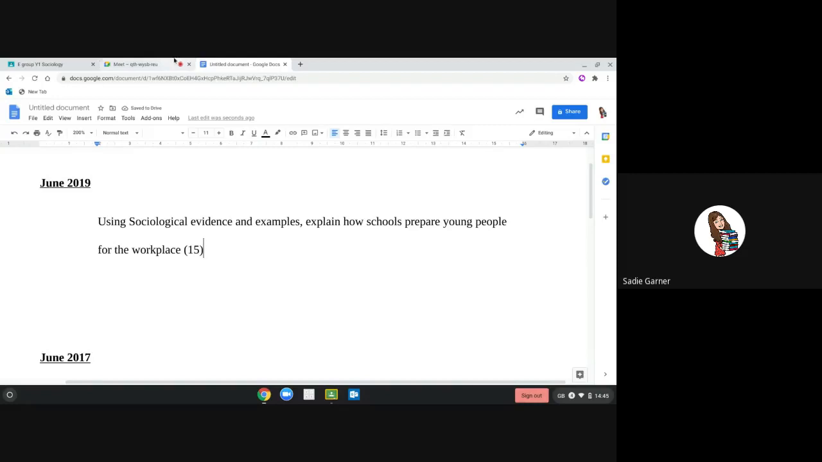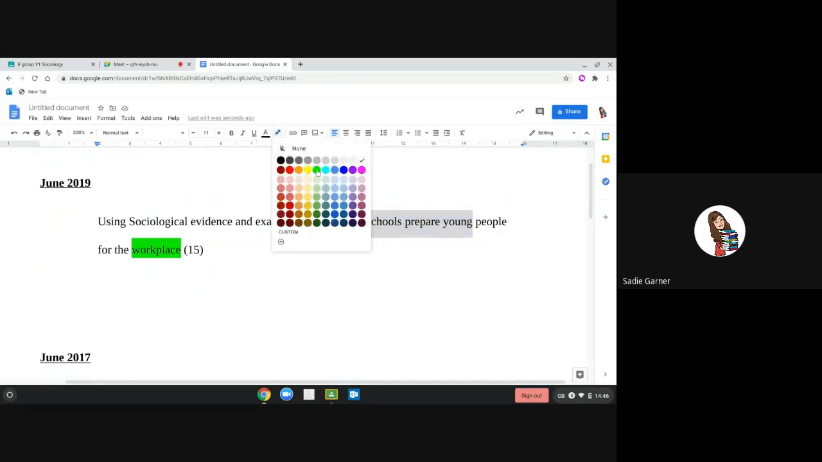Now in the exam, you only get one 15 marker for education, which is a compulsory question. Everyone who chooses the education topic has to do the 15 marker. And then you get a choice of two 35s and you pick whichever one you prefer, but the 15 you have to do. So using sociological evidence and examples, explain how schools prepare young people for the workplace. So what schools are doing that will ultimately prepare them for the workplace when they get there.